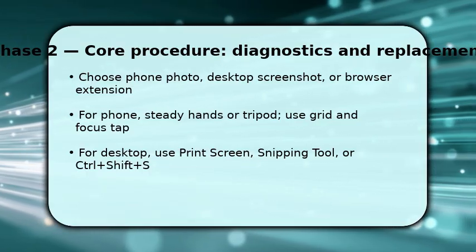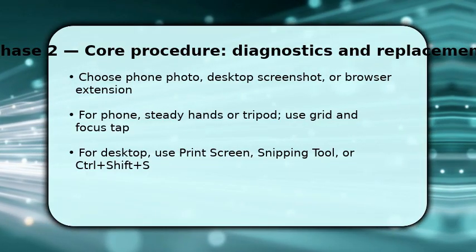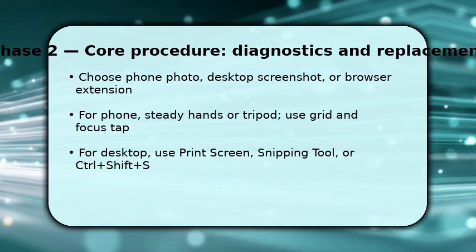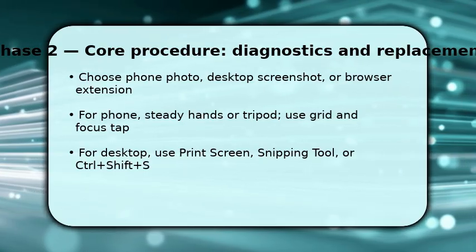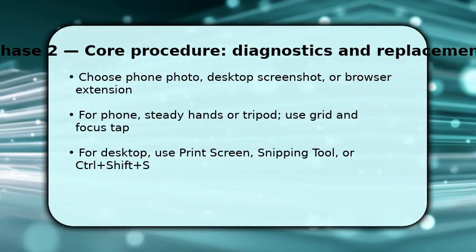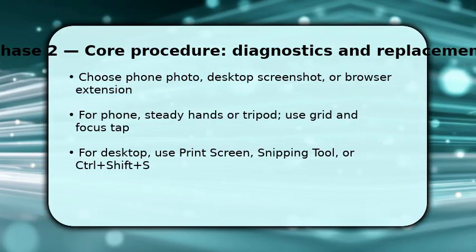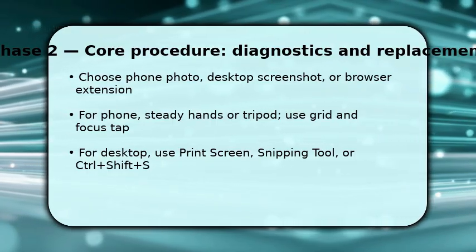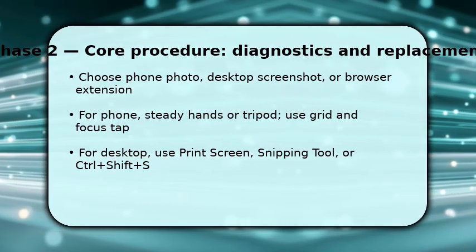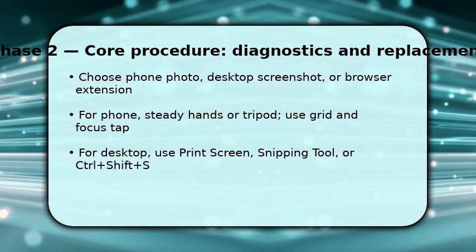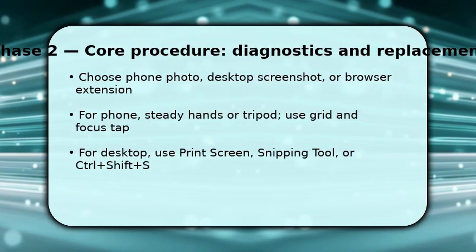If you use a phone, steady the device, use grid lines and tap to focus, adjust exposure if needed. For desktop, use print screen or snipping tool for precise crops. Ctrl+Shift+S opens quick snip on many systems. Once done, crop out browser UI and scale the image to keep quality. If using an extension, pick one that saves original resolution to avoid loss.